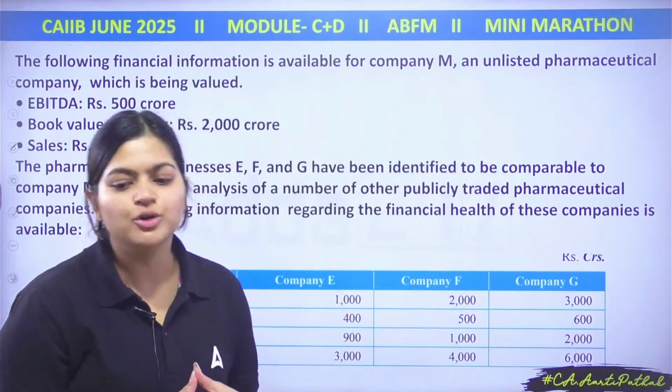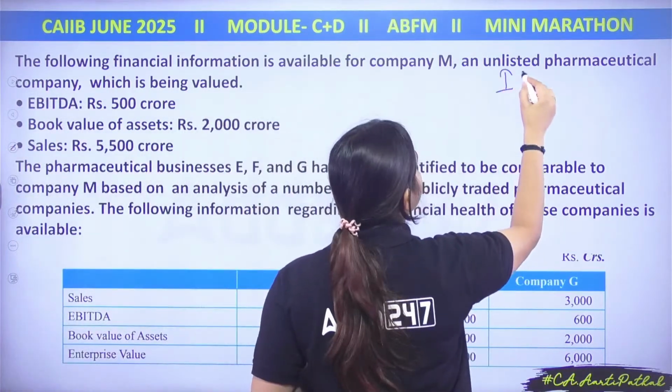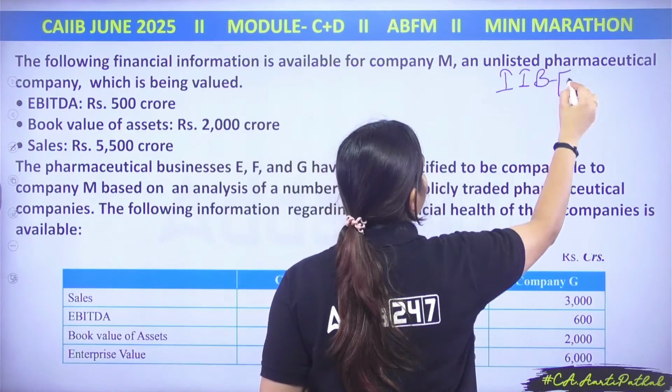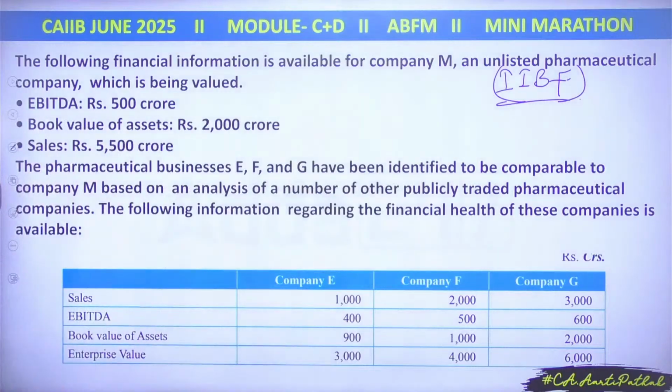Now coming to the next, we have one numerical question. This is a direct question from your IFBF book. So let's solve this. The following financial information is available for company M, an unlisted pharmaceutical company which is being valued.